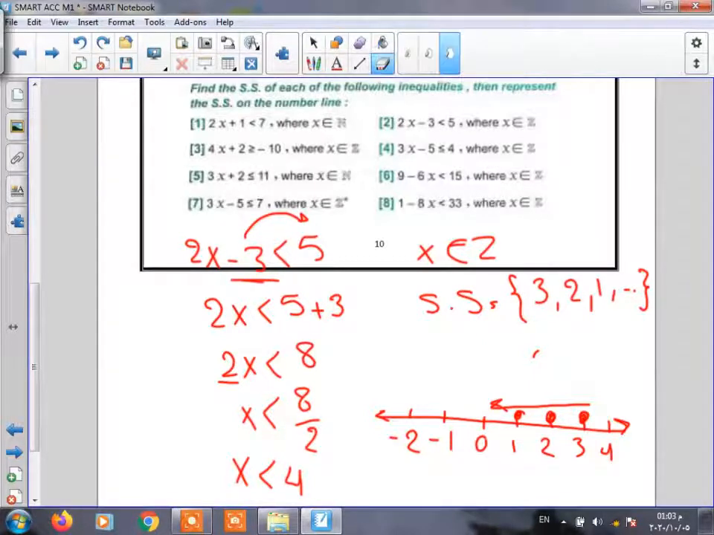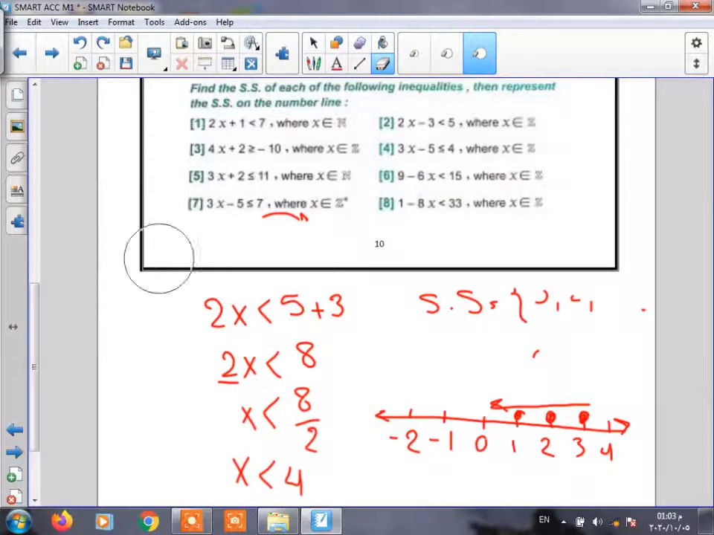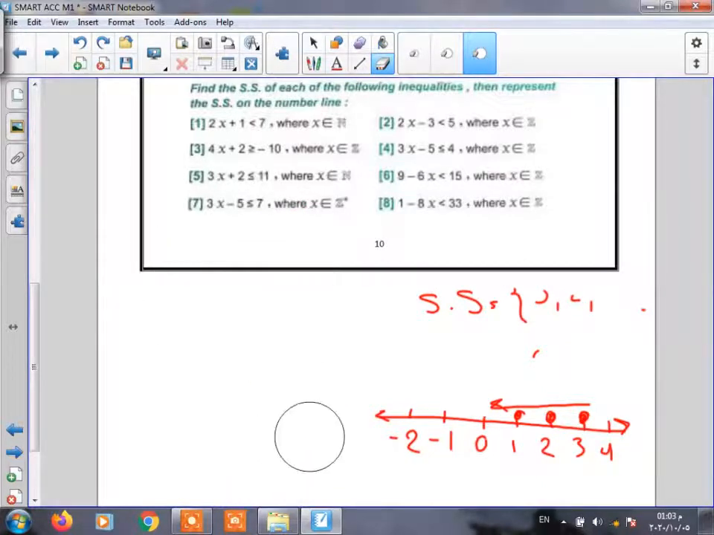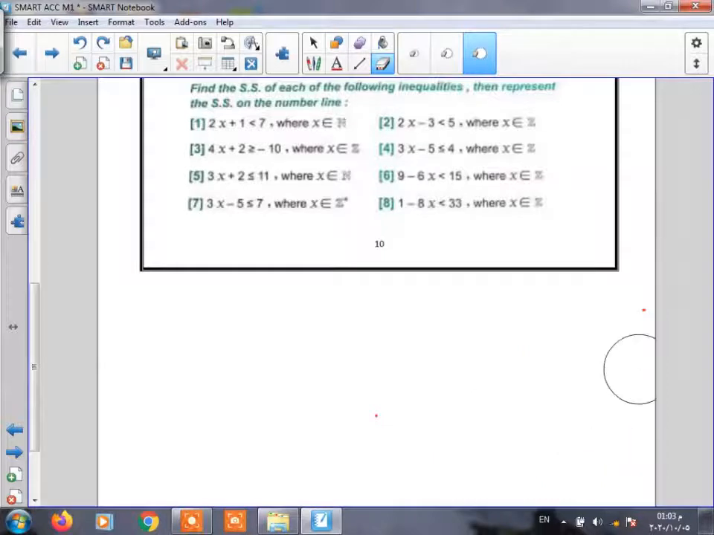Let's take number 3. I think it's easy now to make the number line and get the solution set of any equation and any inequality. Let's solve the next one.